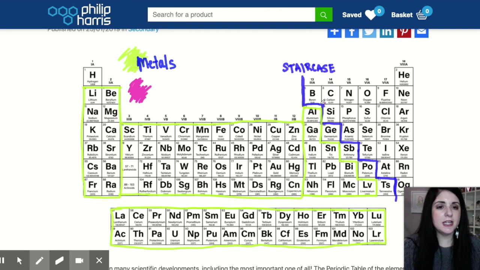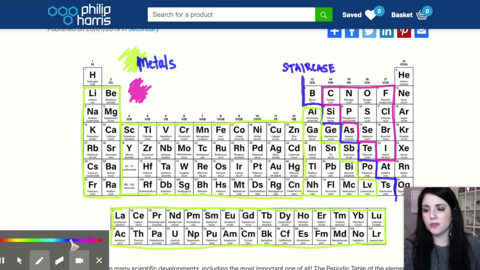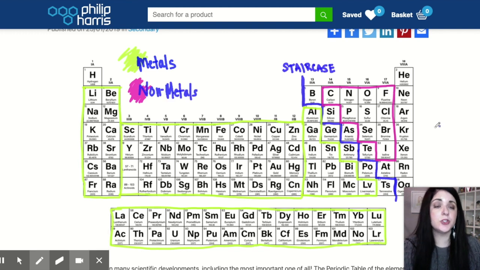And again, the staircase is important because your metals are on one side of the staircase, on the left side, and your nonmetals are on the other side of the staircase. But there are also some elements that are right around the staircase that are actually a different type of element. So I'm going to go ahead and color just these ones right here, a pretty small section. So those are your nonmetals.